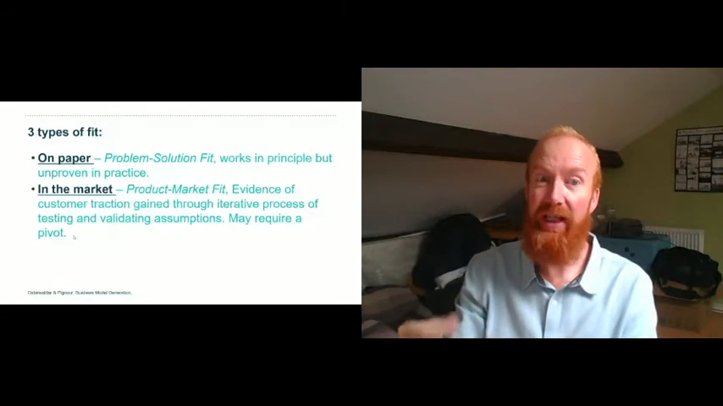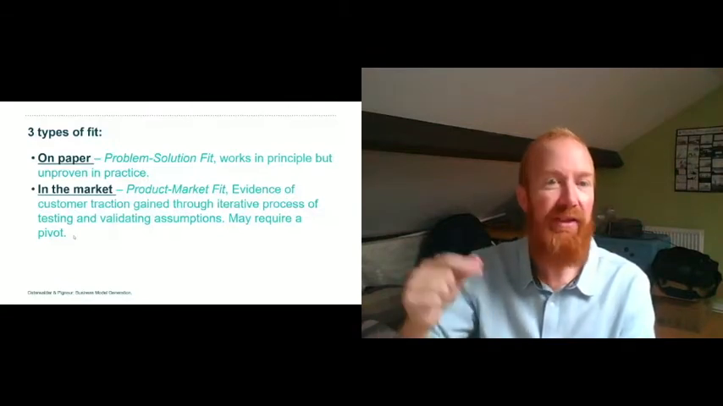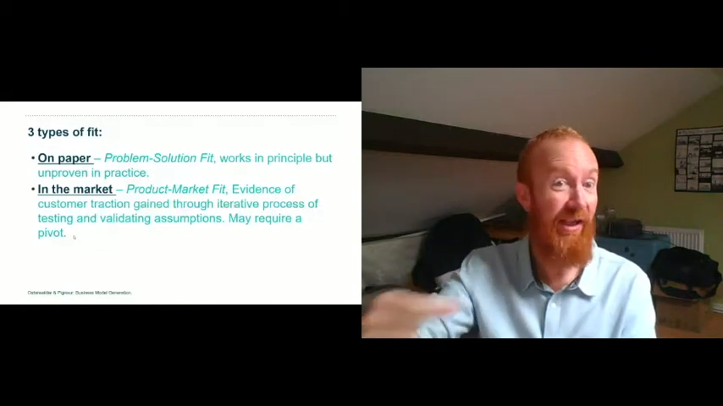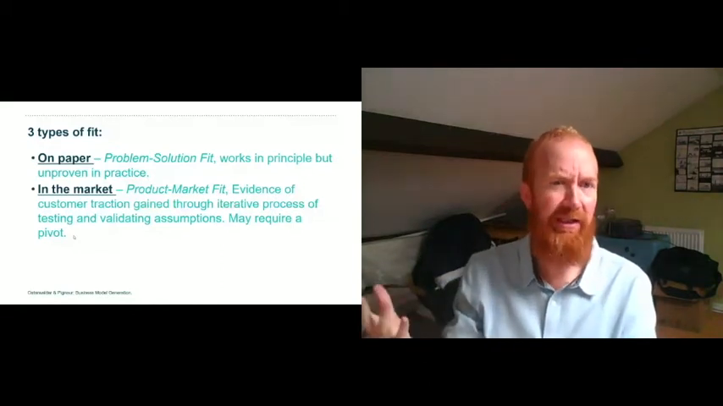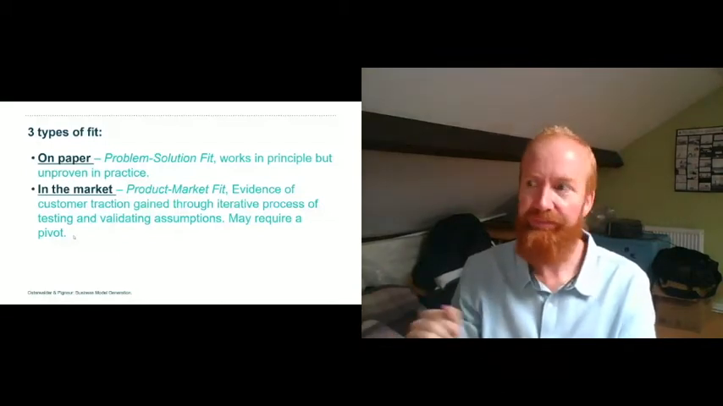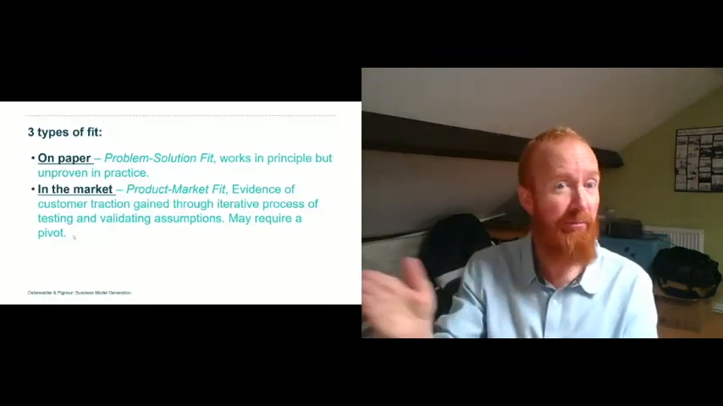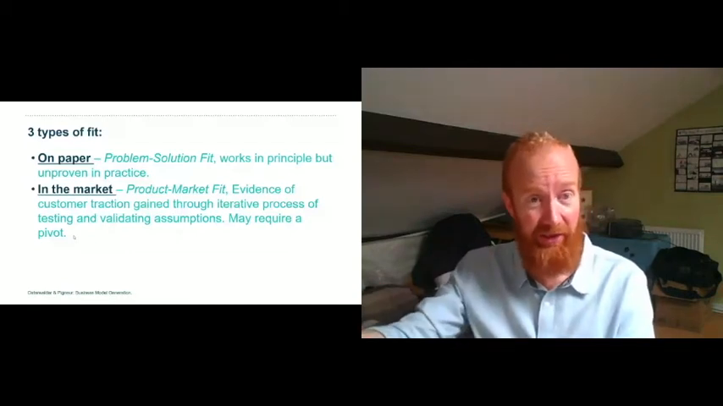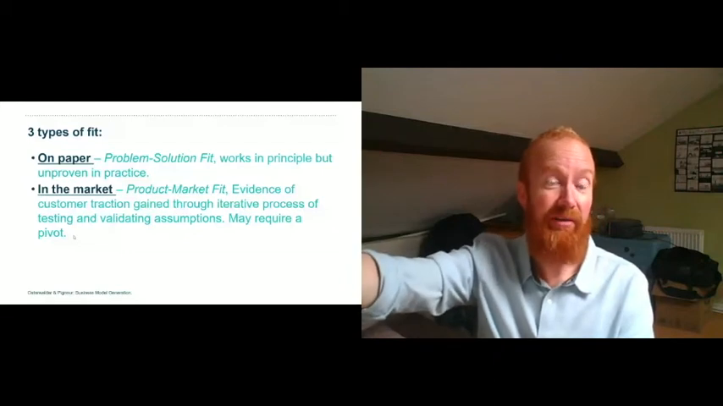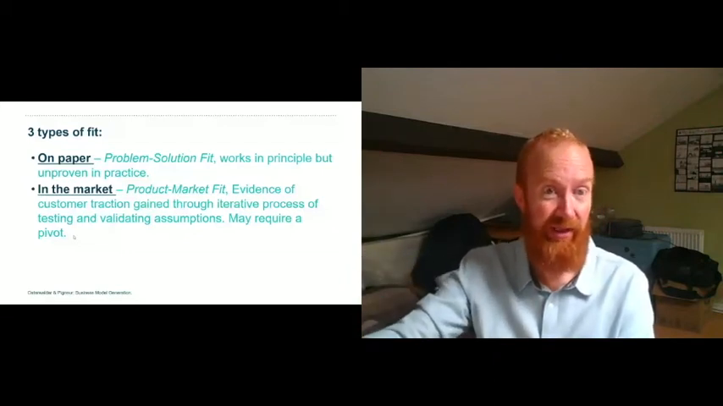And that's usually gained through an iterative process of testing and validating it. You've taken it out to a number of people and they've all said yes. You can say, 8 out of 9 respondents said yes, this would be the kind of thing that they'd like to do. You might require a number of pivots to find something that actually people want to do. But this is the process of moving it from being on paper to actually working in practice.